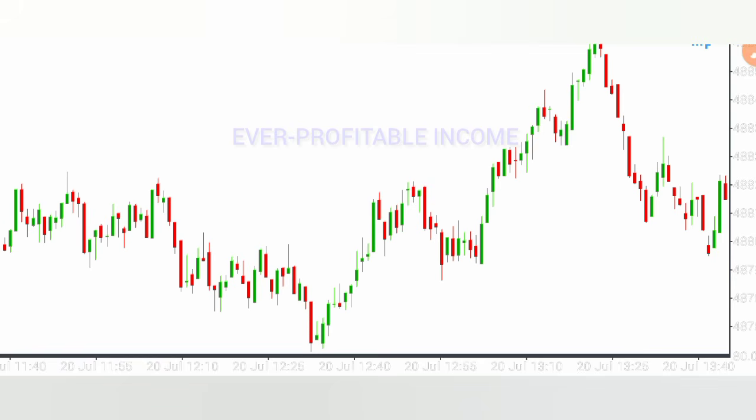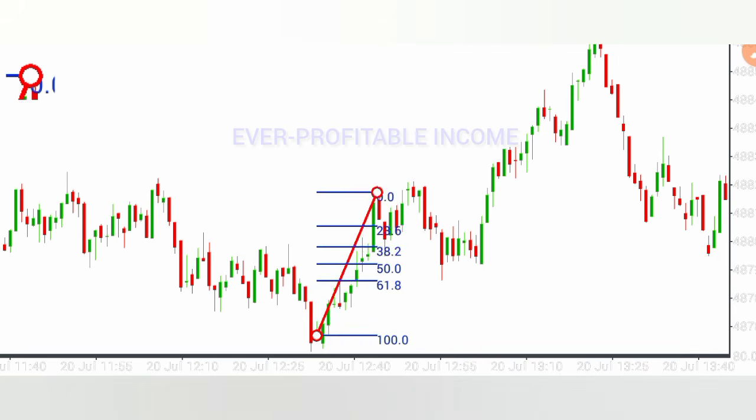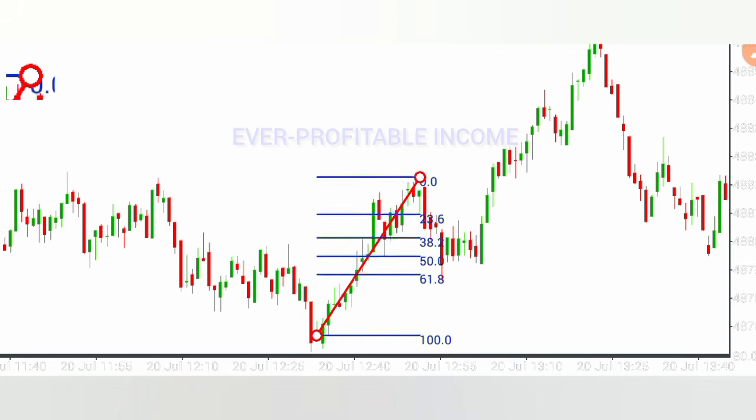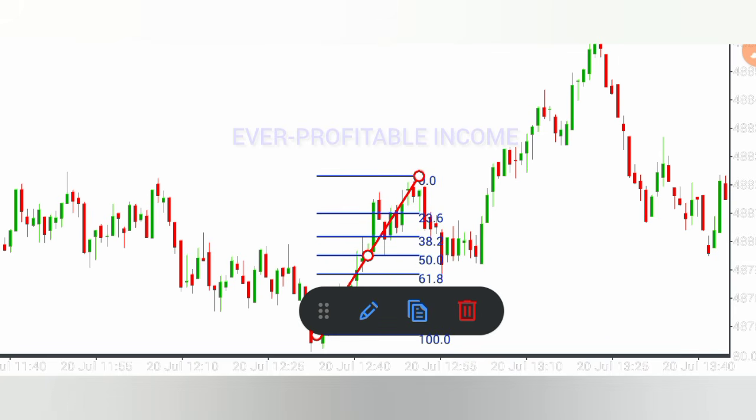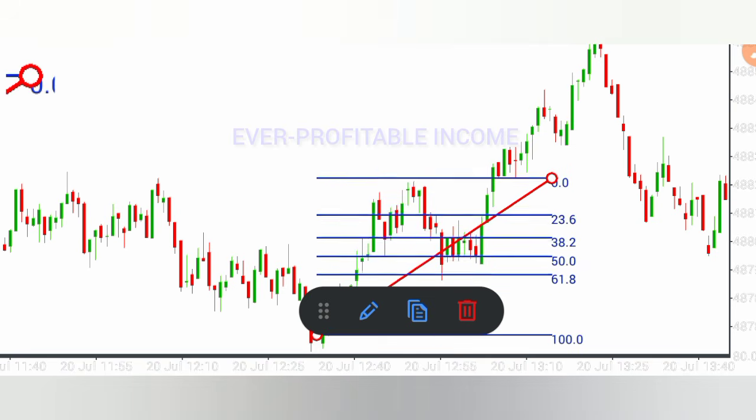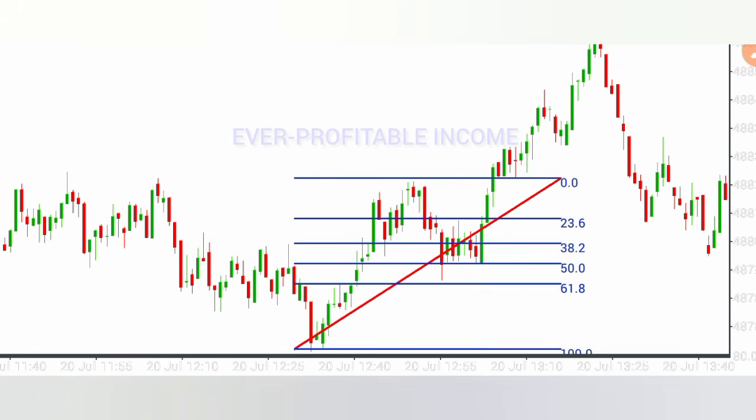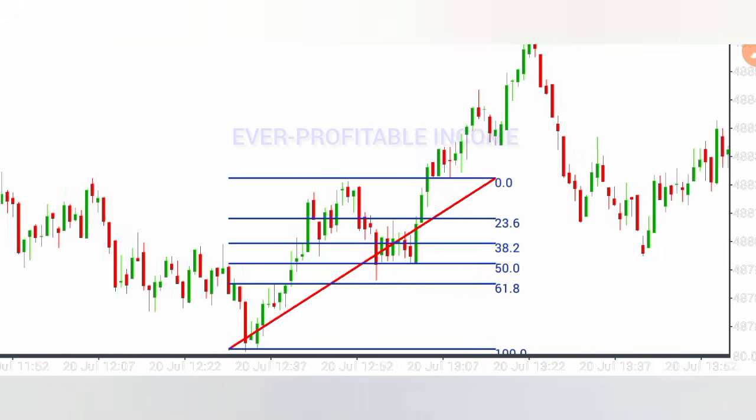So I'll draw from the bottom to the top because it's a bullish trend. On a bearish trend, you draw from the top to the bottom. So I will just draw it all the way to the top of that. Let me extend it a little to this side. So we have marked out that zone.